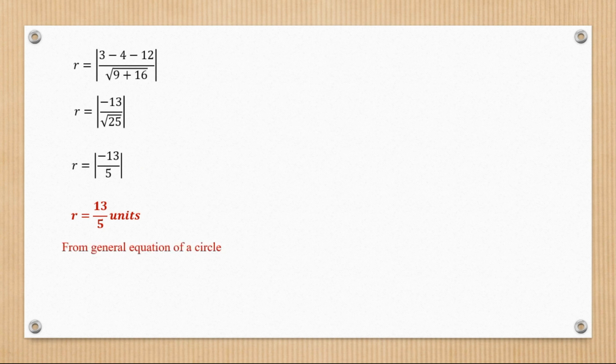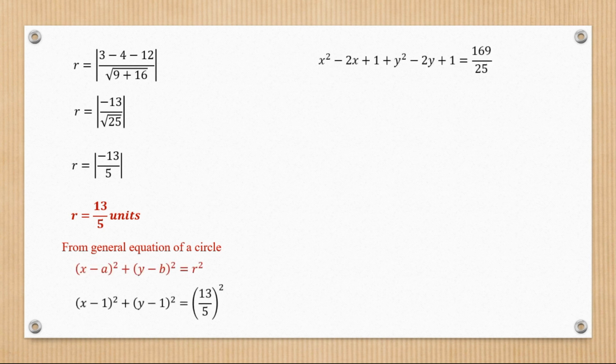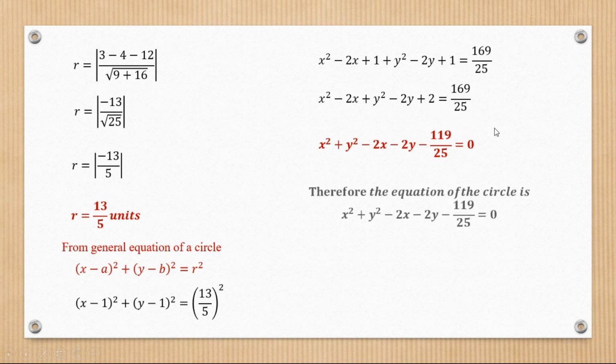So now that I know the radius, I can find the equation of the circle. So plug those in and I'll have it this way. So rearrange this even further. Then I can actually bring this to this side and I'll have it as this. So therefore the equation of the circle is x squared plus y squared minus 2x minus 2y minus 119 over 25 being equal to 0.